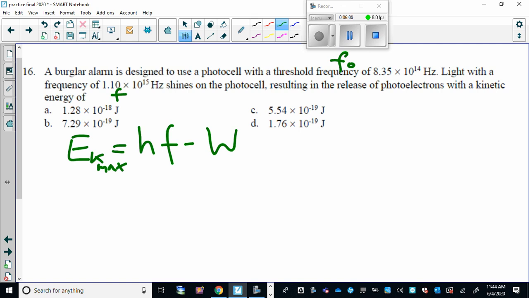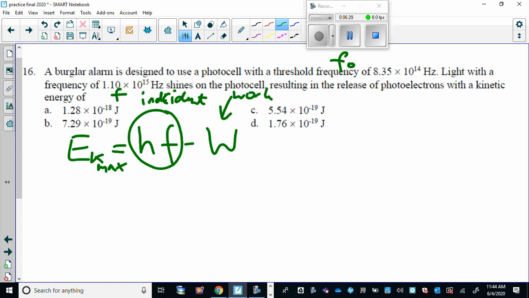It's a conservation of energy question. The maximum kinetic energy of the photoelectrons is going to equal the energy of the incident light minus the work function.